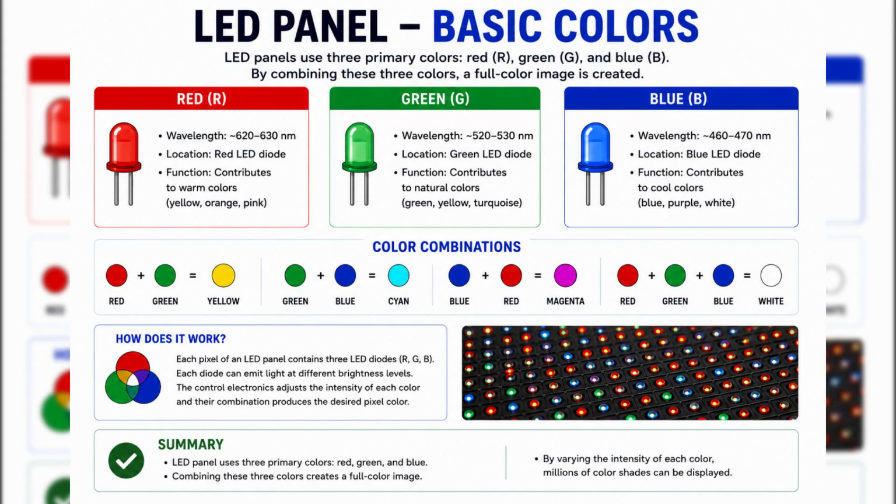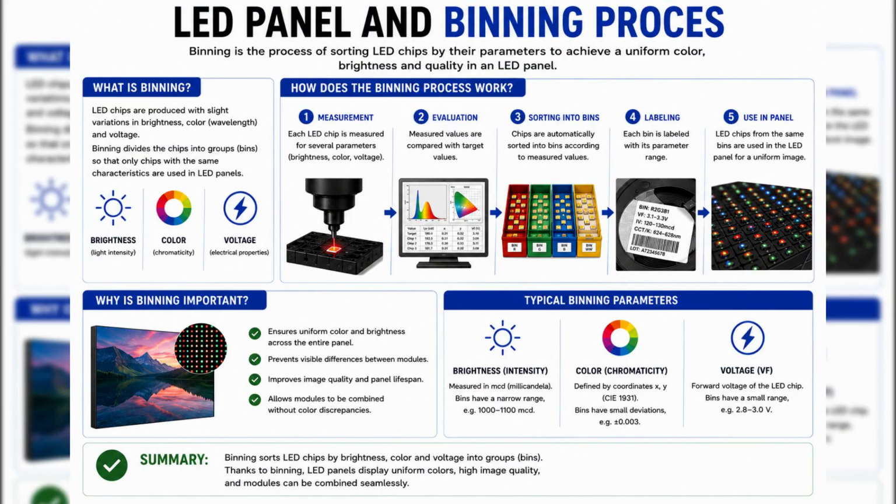Another major challenge is brightness and color consistency. No 2 LEDs are completely identical. Small differences in brightness, color temperature, or efficiency naturally occur during manufacturing. To solve this problem, manufacturers perform a process called binning. During binning, LEDs are carefully sorted according to their exact brightness and color characteristics. Displays are then assembled using LEDs with nearly identical properties to ensure uniform image quality across the entire panel.